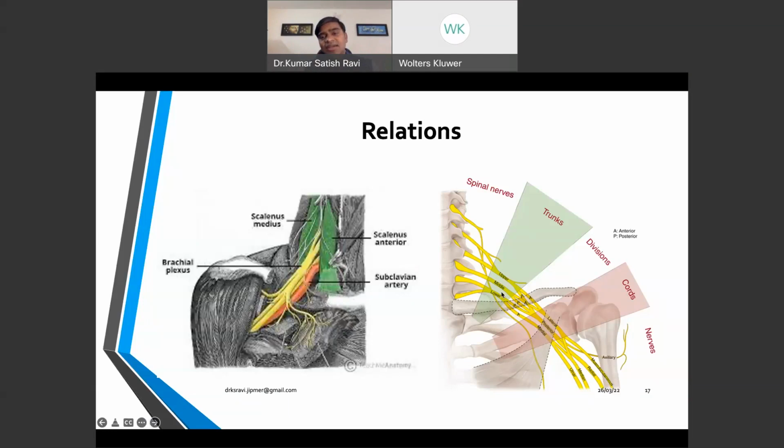So in this diagram, you can see these are the different roots. Different roots form the trunks: the upper, middle, and lower trunk. These trunks will divide into the different divisions, the anterior and the posterior division, anterior and the posterior division. So there will be 6 divisions. These divisions will form the cords: the lateral, medial, and the posterior cord of the brachial plexus. And then these cords will give the different branches. So this is all about the relations of the brachial plexus.